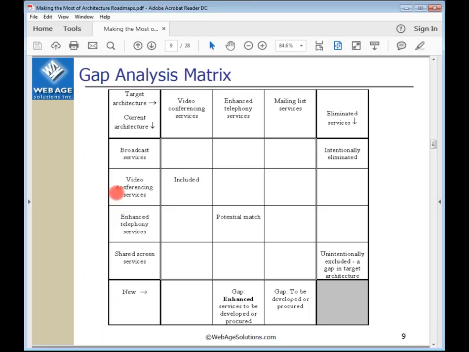So you can see that we already have video conferencing services, and that actually is something we want to exploit better. We do have a telephony service, so we've got a question mark here, and this is where we would need to start gathering in technical experts to help us see the fit. Could we reuse it, and if so, what changes would be needed? And so you could be articulating that in the cell, a little bit of that information.